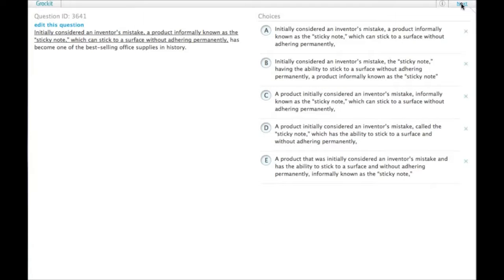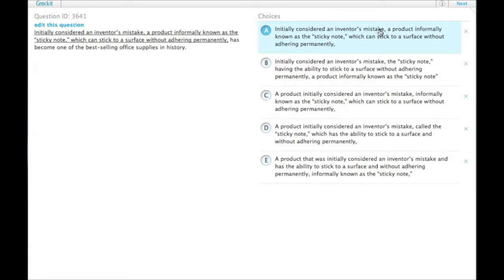Initially considered an inventor's mistake, a product informally known as the sticky note, which can stick to a surface without adhering permanently, has become one of the best-selling office supplies in history. So this one's a complicated sentence with a lot of different modifiers, and we need to make sure that each modifier clearly refers to the thing it's modifying and is as close as possible as it can be and still be grammatically correct.